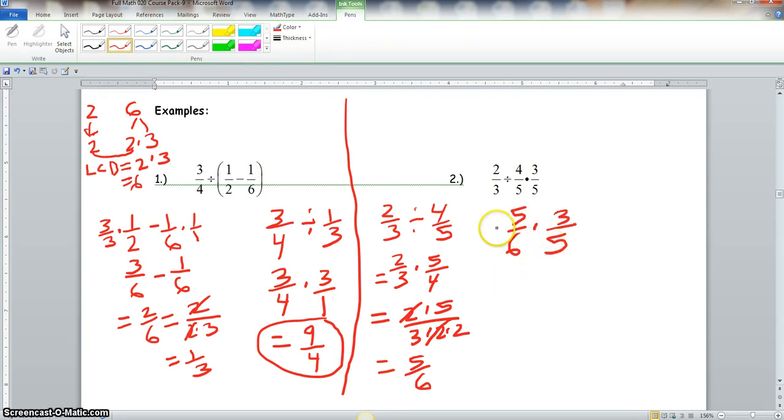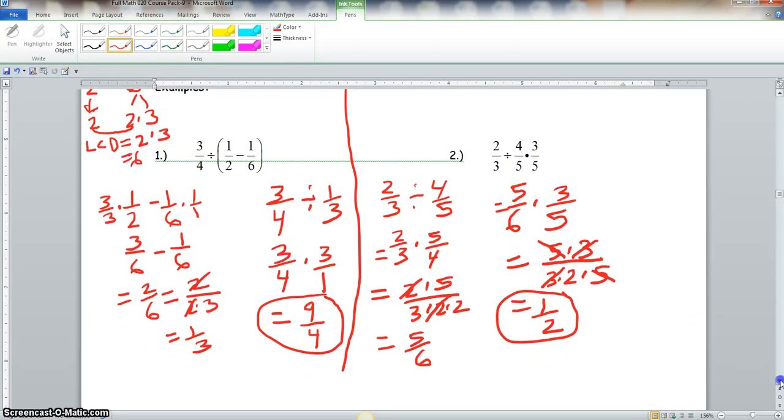Now we would take the prime factorization. 5 is prime and 3 is prime. 6's prime factorization is 3 times 2, and 5 is already prime. These 5's simplify out, these 3's simplify out, and so your final answer here is 1/2.